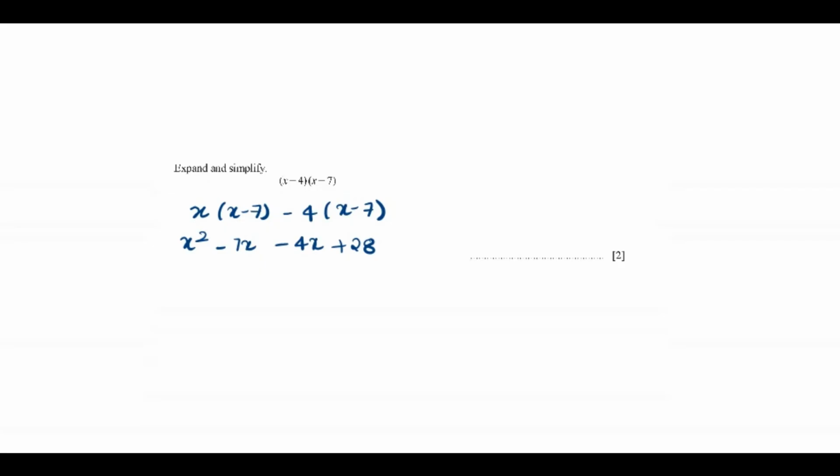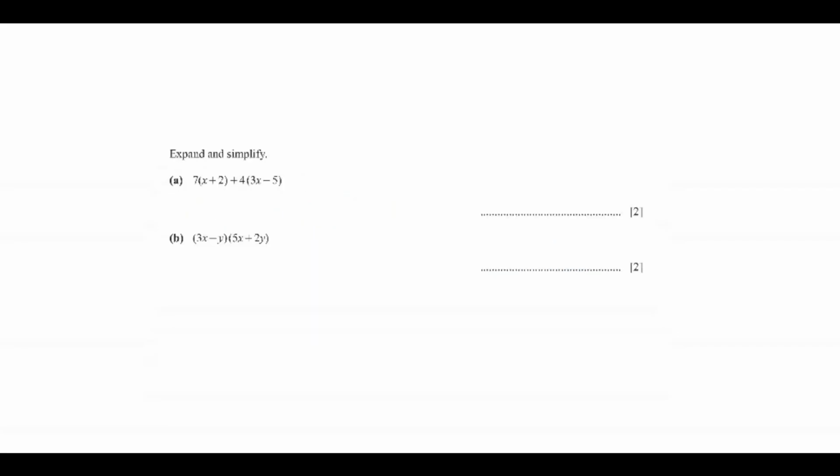Let's write the answer. x squared minus 7x minus 4x, plus 28. So we add the 7 and the 4, but the sign stays of the bigger number. I like to say it becomes minus 11x plus 28. There you go. Hope you got that right.